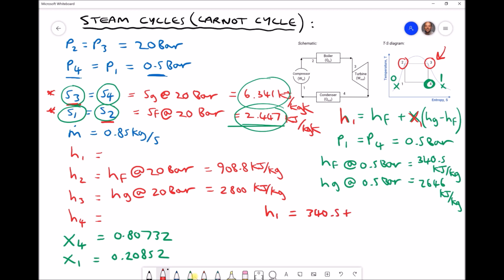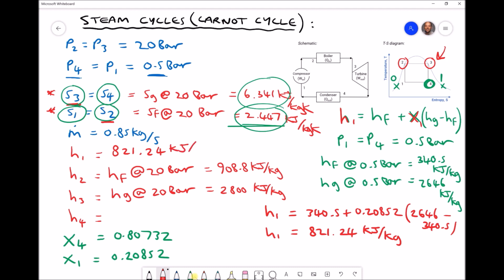plus the dryness fraction at position 1, 0.20852, and then we're multiplying that by Hg, 2646, and then we're subtracting HF, 340.5, giving us an enthalpy at position 1 equal to 821.24 kilojoules per kilogram. Let's make a note of that on our left-hand side. We have H1 equals 821.24 kilojoules per kilogram.